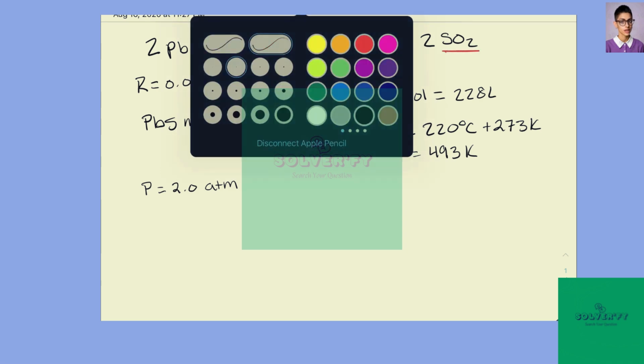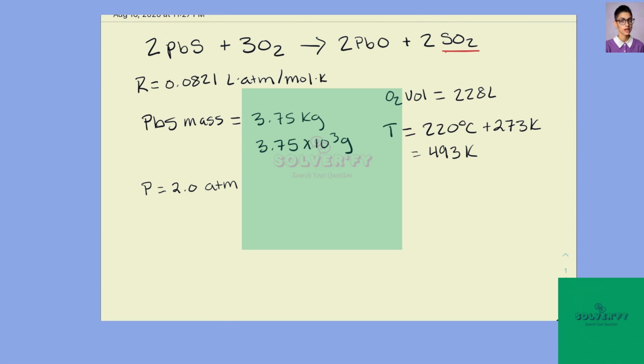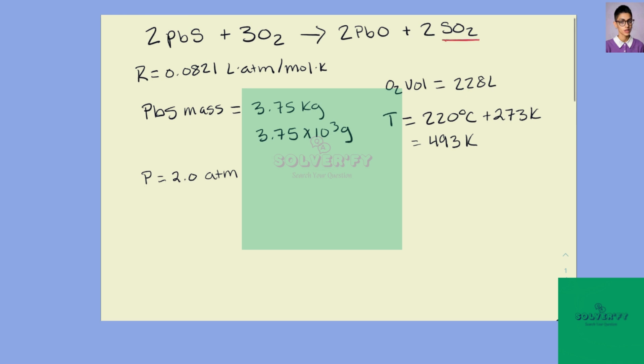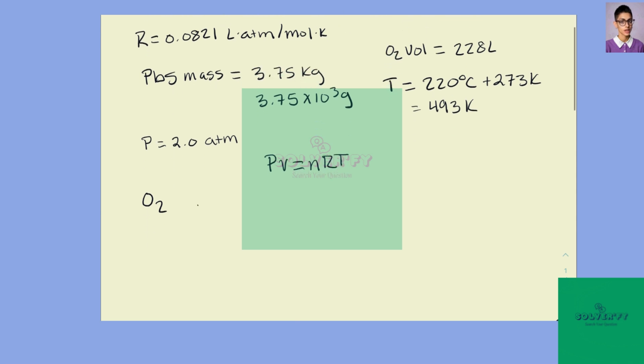So we first have to figure out what the limiting reagent is for this chemical process. So we will start with O2. It looks like we can find the number of moles of O2 that we need. So we're going to be using the equation PV is equal to nRT. And once we rearrange this, it'll be n is equal to PV over RT.